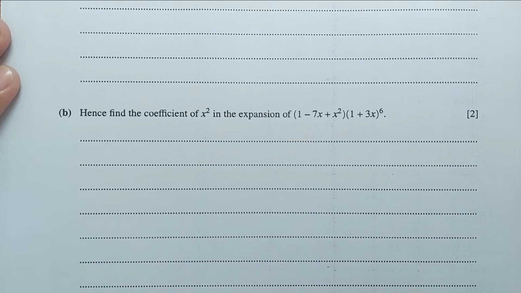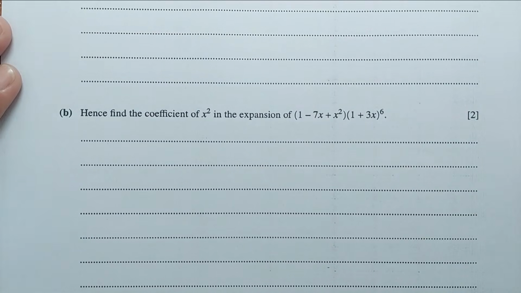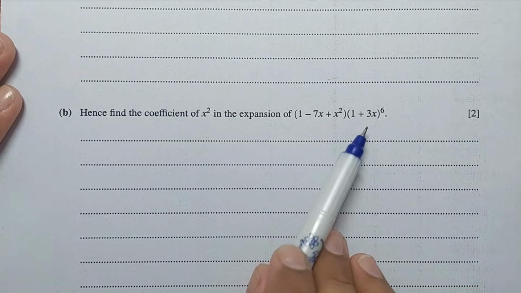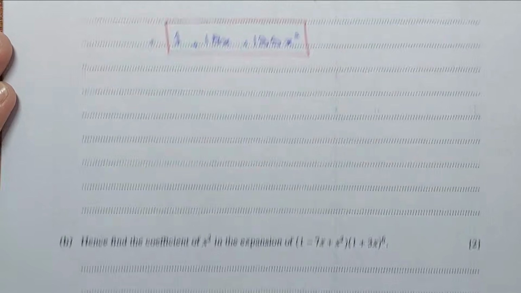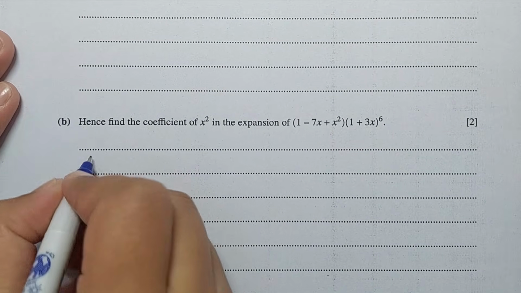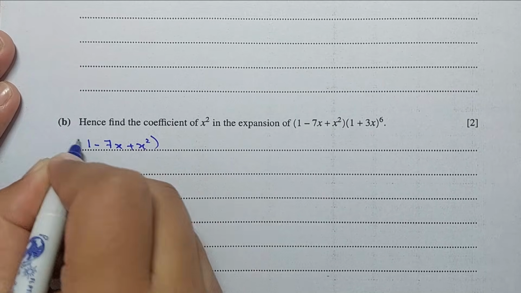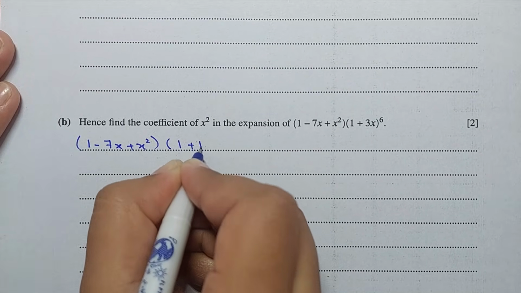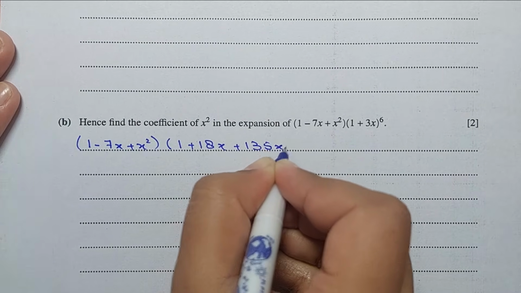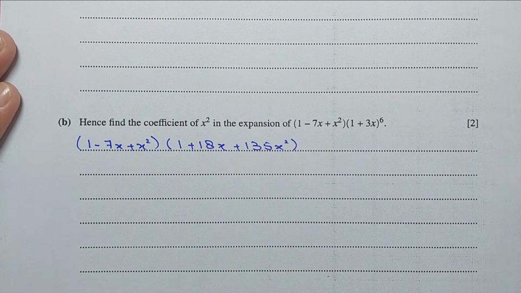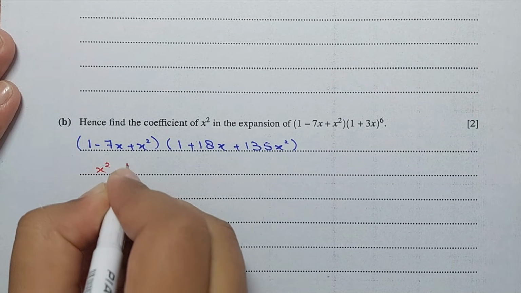Now for part B: hence find the coefficient of x squared in the expansion of this. As we know, I expanded the first three terms of this expression using this answer. So we can say (1 minus 7x plus x squared) is multiplied with (1 plus 18x plus 135x squared). We just need to pick the coefficient of x squared. It means we need to pick the x squared terms, right? So, the x squared terms.